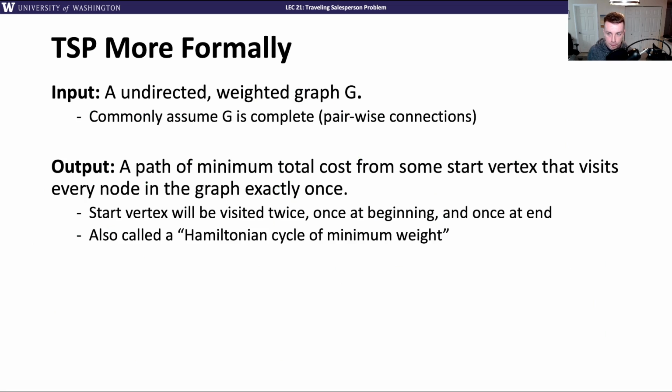So a bit more formally, what this problem is: you're given an undirected weighted graph G, and we commonly will assume that G is complete, meaning it's pairwise connected, but that's not always a necessary requirement. And we're going to output a path of minimum total cost from some start vertex that visits every node in the graph exactly once. Now, the start vertex, we're going to make this a cycle. So the start vertex will be visited twice, but that's the only one. So you start and end at the start vertex. Sometimes people call this the Hamiltonian cycle of minimum weight. There's a lot of fancy graph terms that use the names of old mathematicians. So Hamiltonian cycle is just another term for this, but we're not going to worry about that terminology. Now, this is the statement of the problem. And the question is, given this graph, how do you find this path?